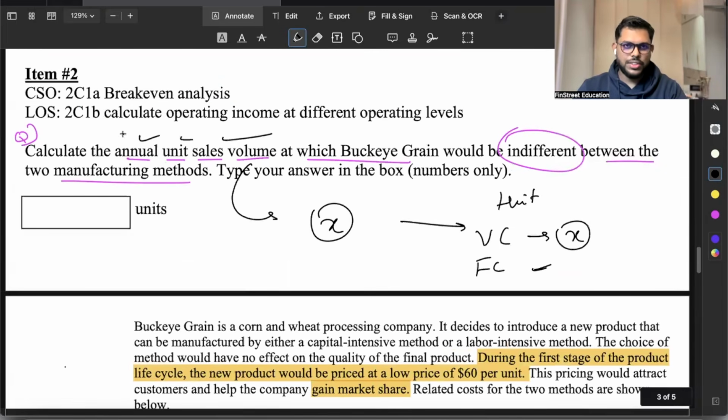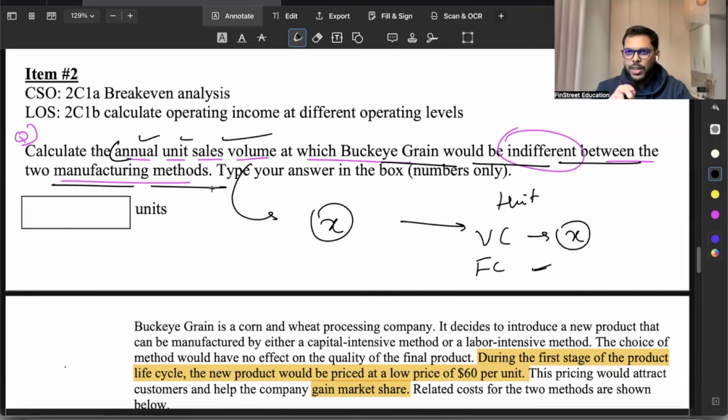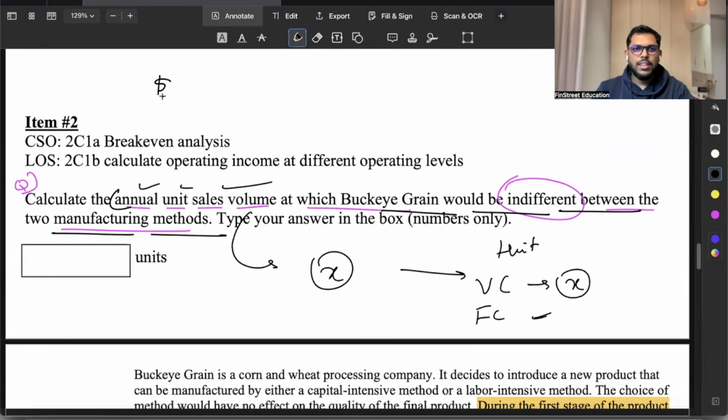Oh, great. Then we'll definitely solve this one together. Starting with understanding the question. First, calculate the annual unit sales volume at which Buckeye Grain would be indifferent between two manufacturing methods. Now, the interesting part over here is he's going to sell under both methods, so the selling price is the same. So that actually doesn't become relevant. Here the relevance will come from the cost of the manufacturing method. If you are comparing two methods and we want to be indifferent, meaning if I go for labor intensive or capital intensive, it should not make a difference. The cost is the same. So in this case, what we have to do is equate the cost.